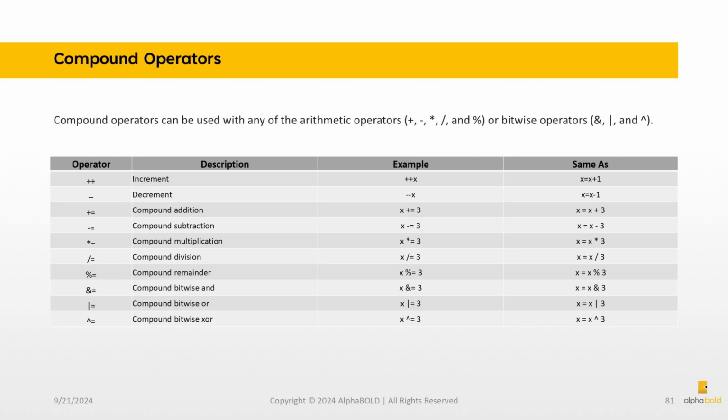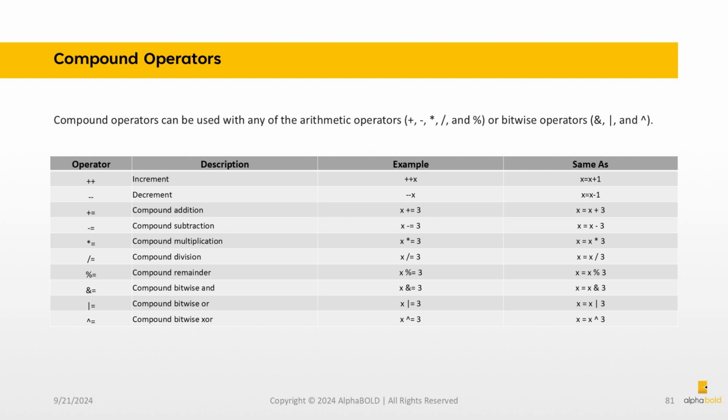Compound operators. Compound operators can be used with any of the arithmetic operators, +, -, *, /, and %, or bitwise operators, &, |, and ^. These operators combine an arithmetic or bitwise operation with an assignment, providing a shorthand way to modify the value of a variable. For example, x += 3 is equivalent to x = x + 3, both adding 3 to the value of x. Similarly, x *= 2 multiplies x by 2, x /= 5 divides x by 5, and x %= 3 takes the remainder of x divided by 3.